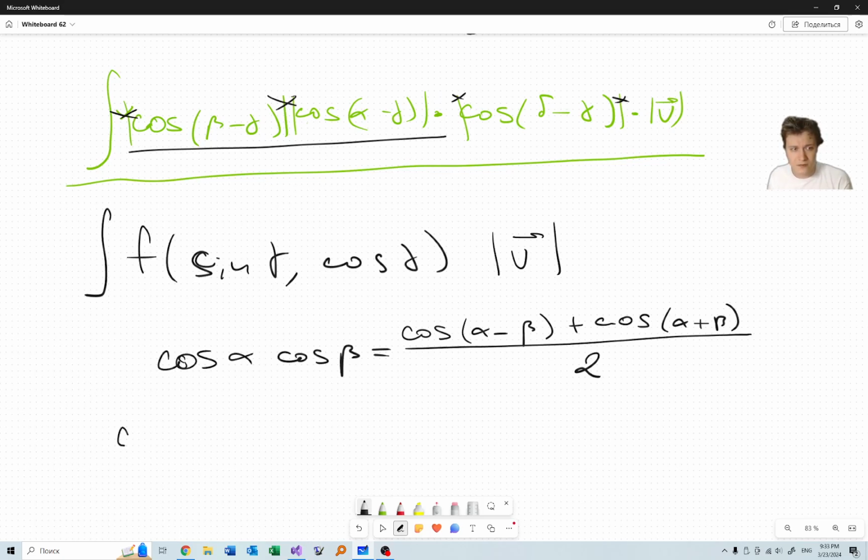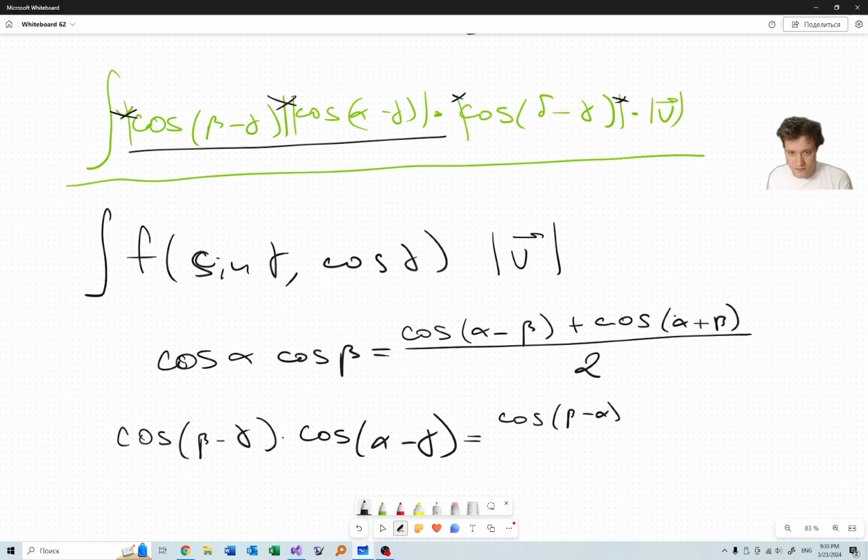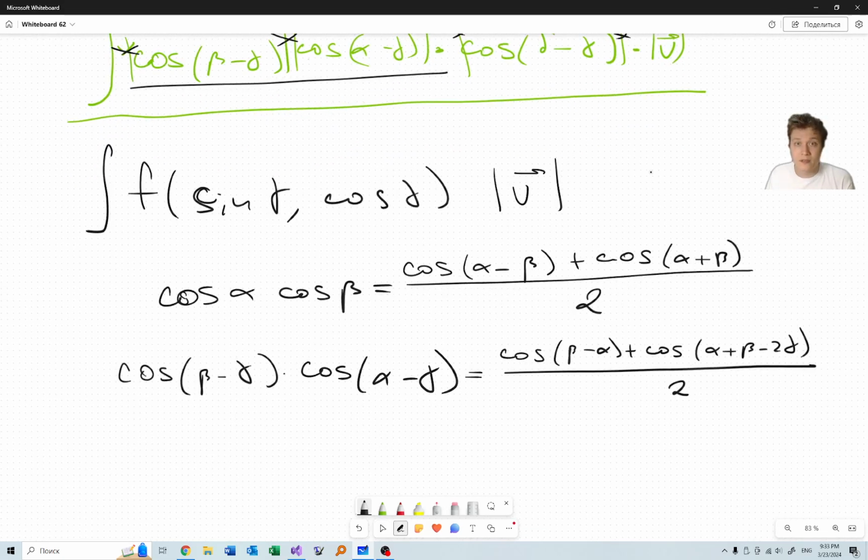So we have cosine of beta minus gamma times cosine alpha minus gamma, and this is equal to cosine beta minus alpha plus cosine alpha plus beta minus 2 gamma over 2. Okay, then we multiply it by another cosine. This is something that we can do.